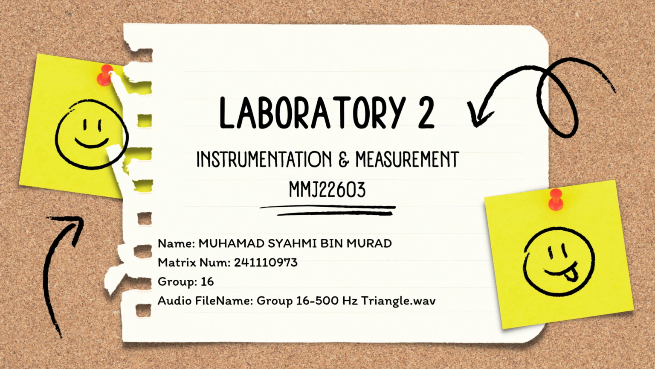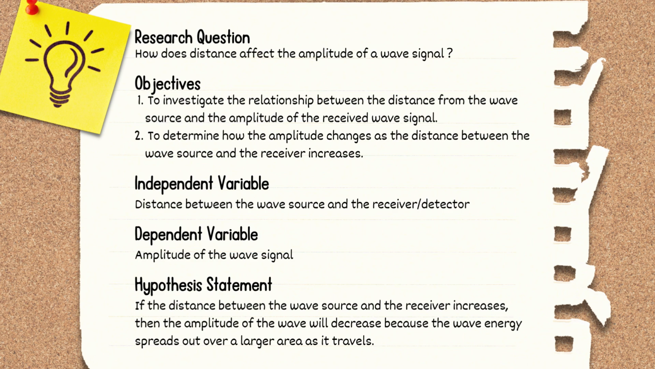Today I want to present about Laboratory 2. Moving on to the foundation of my study, I formulate our research question: how does distance affect the amplitude of a wave signal? To answer this question, I established two primary objectives. First is to investigate the relationship between the distance from the wave source and the amplitude of the received wave signal. Second is to determine how the amplitude changes as the distance between the wave source and the receiver increases.